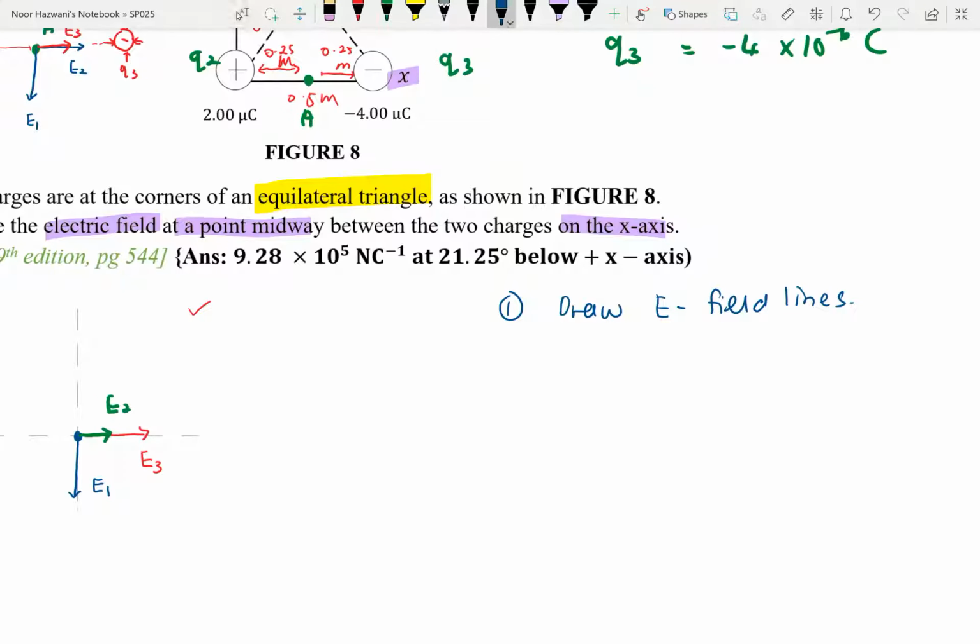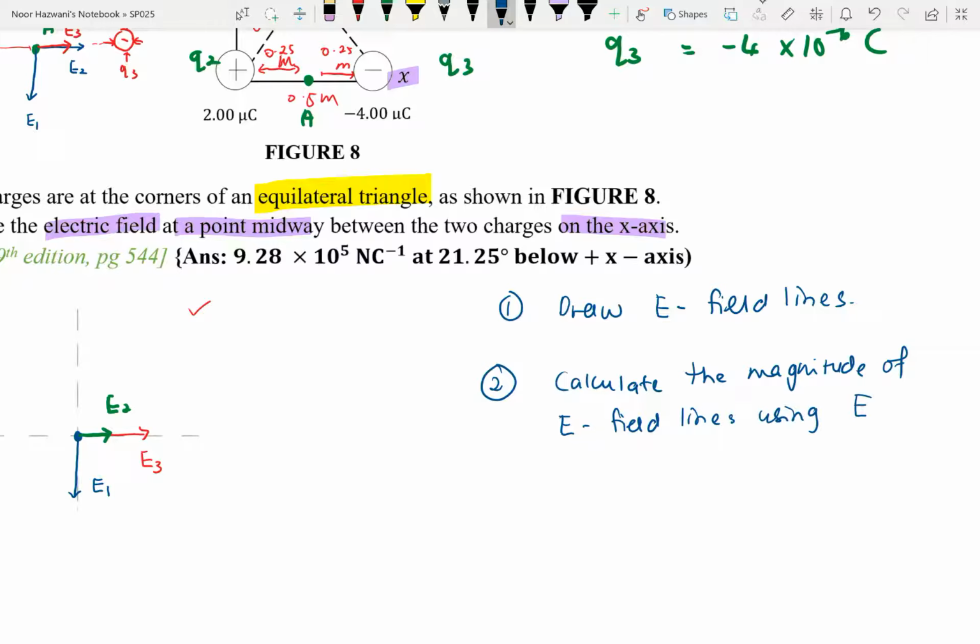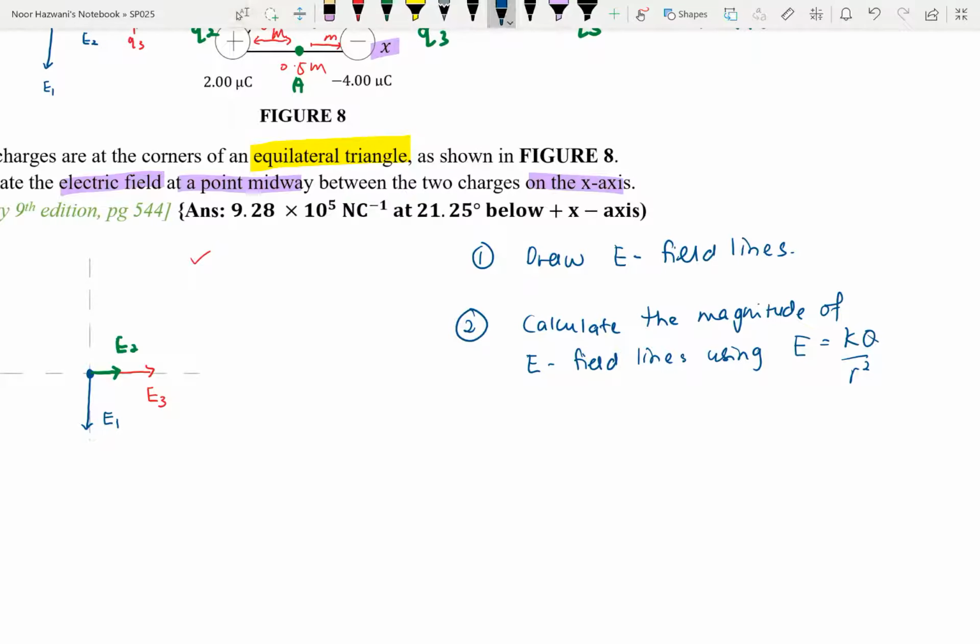Okay, selepas siap, step kedua, calculate the magnitude of electric field line using equations E sama dengan KQ over R squared. Okay, so kita ada 3 vectors of electric field untuk soalan ini. Jadi kita ada 3 kali lah untuk kita mengira. So yang pertama kita akan start dengan E1 dulu. So E1 equals to KQ1 over R1 squared.